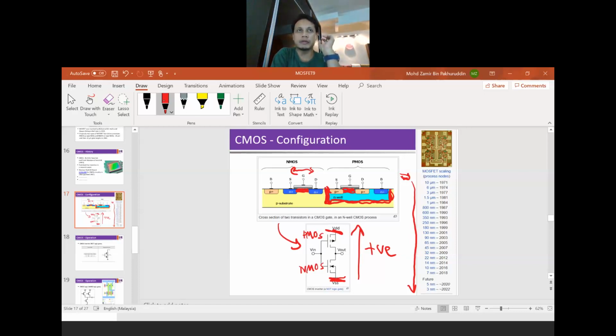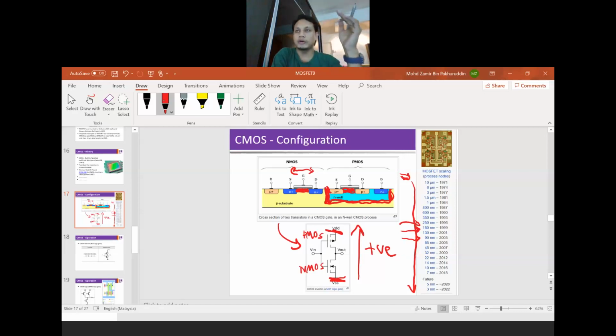So when I joined Silterra back then in 2003, Silterra was doing 250 and 180 nanometer. Okay, so when I left Silterra, Silterra just started 90 nanometer. So now if you talk about international context, then we have 5 nanometer in place, 7 nanometer in place already. But if you talk about Malaysia's context, the best we can do is somewhere 90 or 80 nanometers. So that can be done by Silterra.